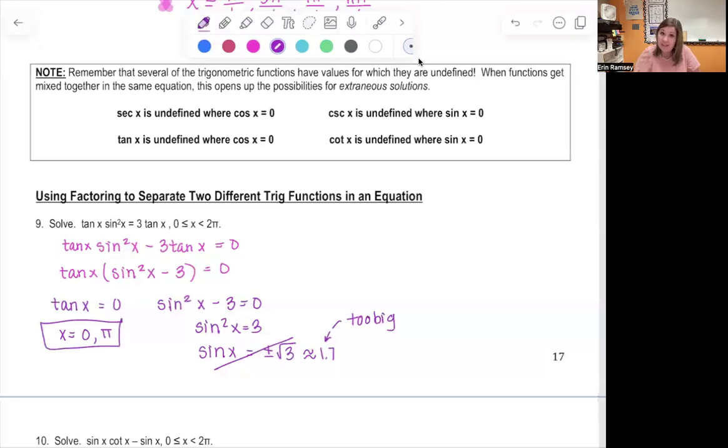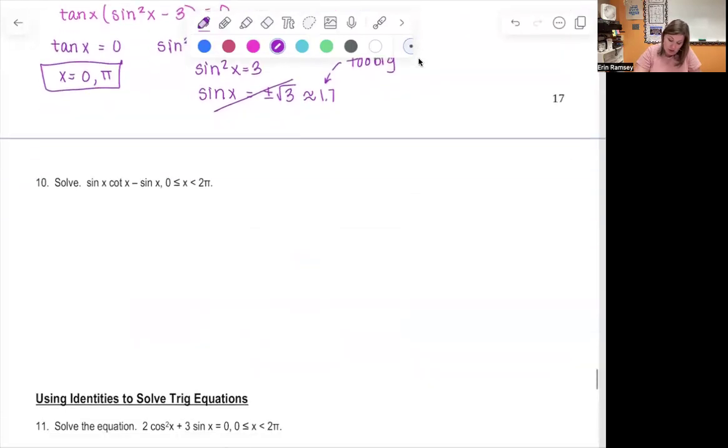Now, there were no secants, cosecants, anything like that, and I found the values for tangent that do give me 0. So those solutions are great. But let's look at one final example where this additional function can cause some problems.